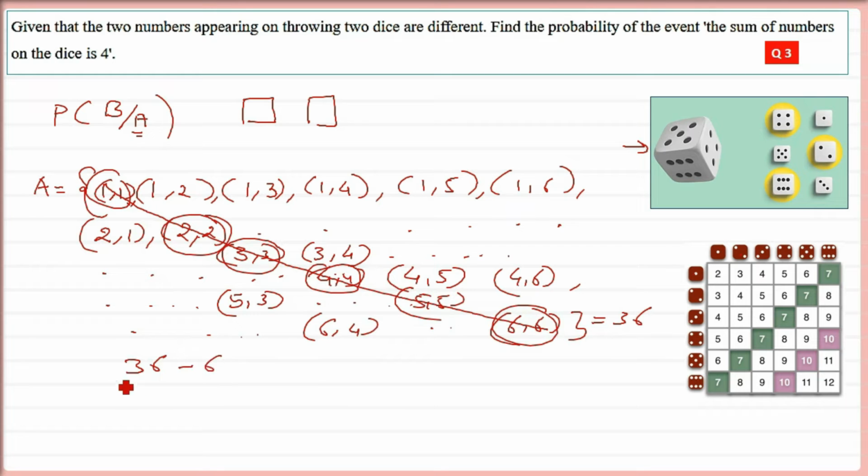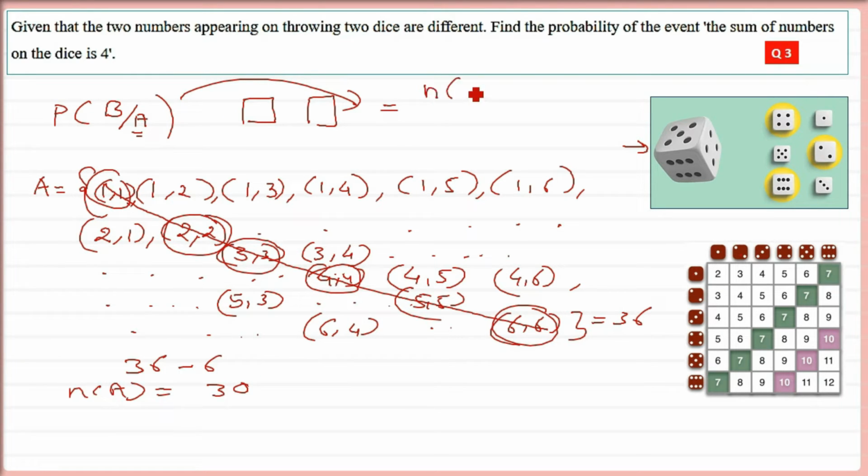But this 1,1, 2,2, 3,3, 4,4, 5,5, 6,6, so 36 minus 6. I am removing these. So the number of elements in set A is 36 minus 6, which is 30. This 6 I subtracted, you are aware now. All the similar numbers I have deducted.